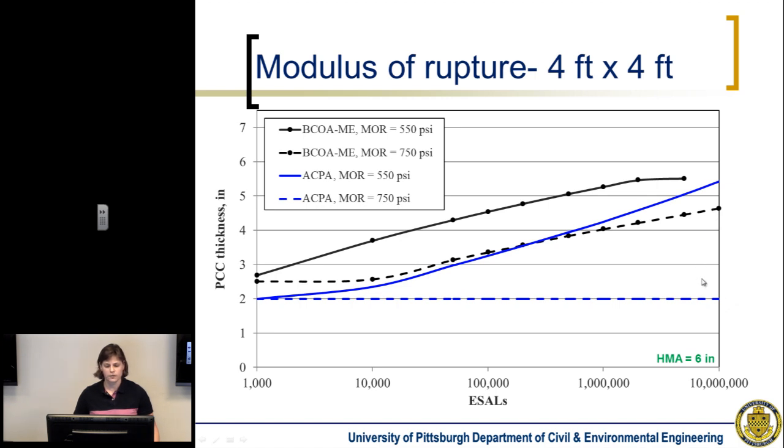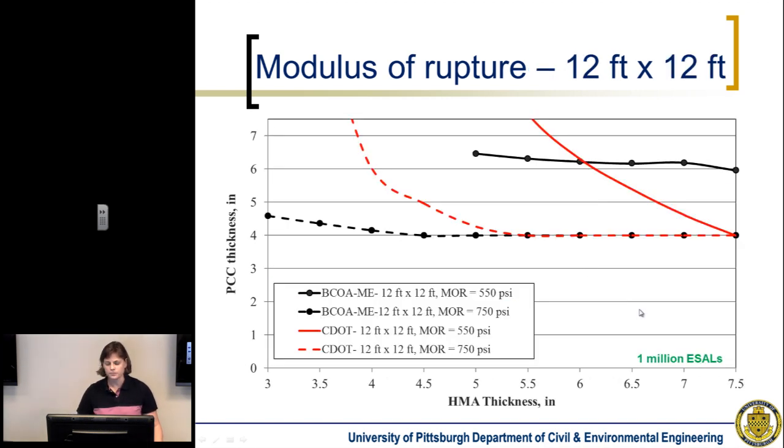And here, for let's say 1 million ESALs, we need about a 2-inch overlay with the old procedure, and with this procedure, with the 750 psi, we need 4 inches. And then this just increases by 1 inch for the BCOA procedure when you're decreasing your strength to 550, and by a couple of inches for the ACPA procedure. If you're looking at the 12x12, you'll find that for the BCOA-ME, your overlay thicknesses are more stable when you get to really thin asphalt layers and really thick asphalt layers.